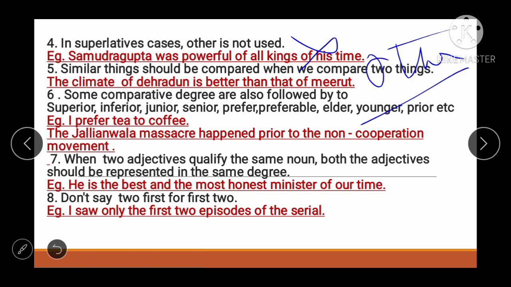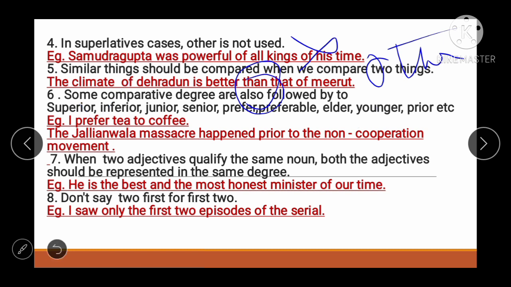All right, next one is: similar things should be compared. When we compare two things, that must be similar, right. See, the climate of Dehradun is better than Meerut, right? We are comparing, that's why we use than, all right? And we are comparing the climate, and these are the same thing. So we use: the climate of Dehradun is better than that of Meerut.